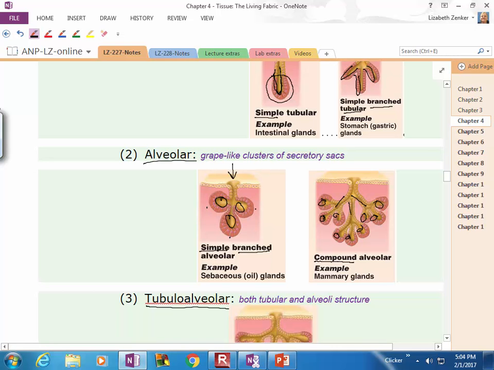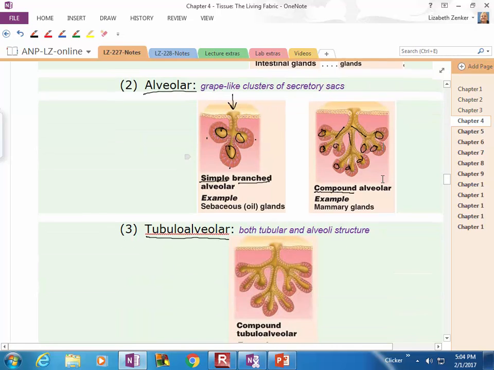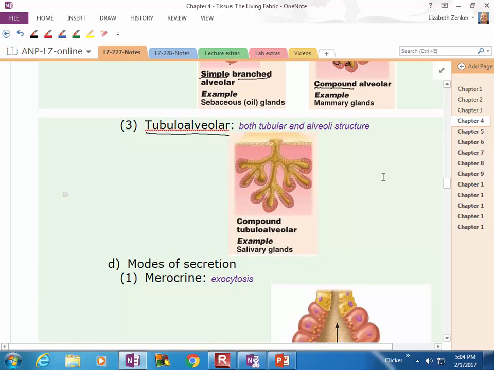Okay. And if we look at tubulo-alveolar, both tubular and alveolar structures. So some of these are round and some were tubule shaped, see? So compound because we had multiple ducts going on there, and tubulo-alveolar because it's tubular and roundy. An example of that was a salivary gland.